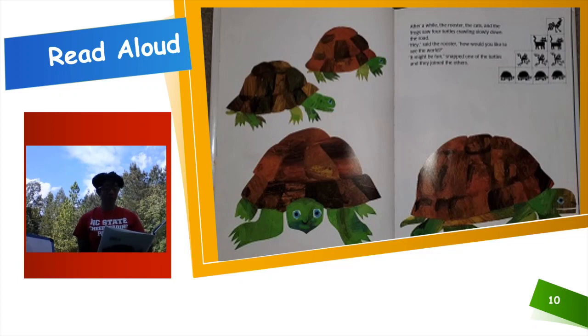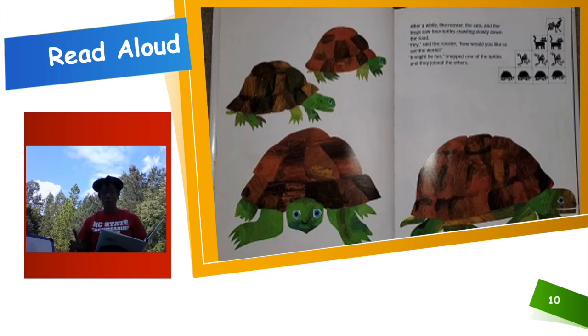After a while, the rooster, the cats, and the frogs saw, how many turtles do you see there? Count them. 1, 2, 3, 4. 4 turtles crawling slowly down the road. "Hey," said the rooster, "how would you like to see the world?" "It might be fun," snapped one of the turtles, and they joined the others. So now we have 1 rooster, 2 cats, 3 frogs, and 4 turtles.